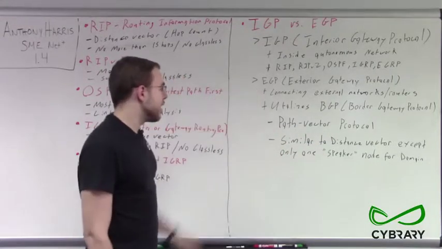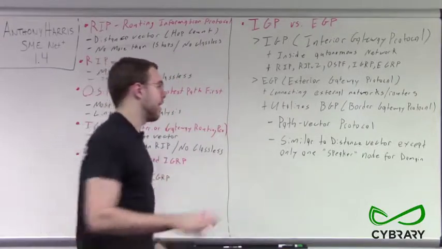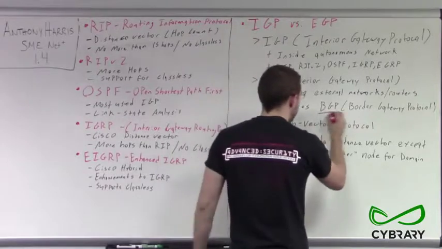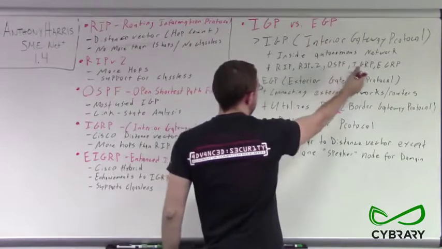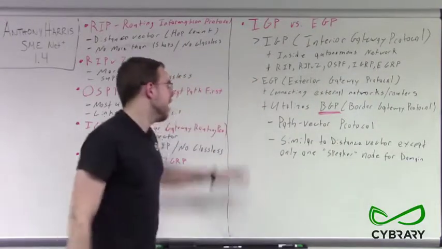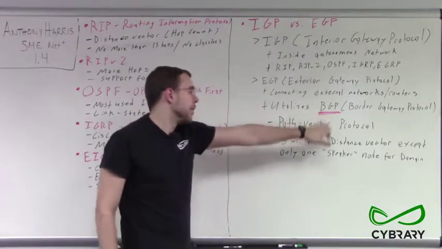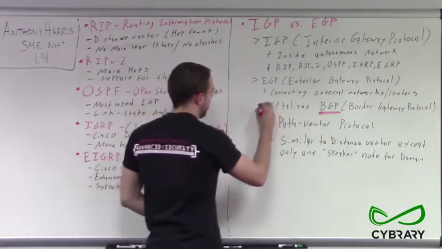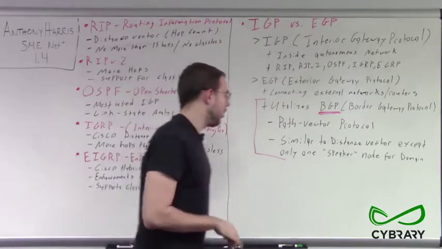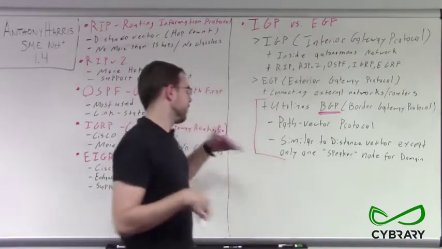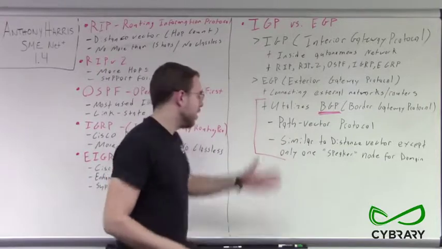And of our EGP protocols, our exterior gateway protocols, there's only one that we use, and this is Border Gateway Protocol, BGP. Whereas IGP uses RIP, RIP-v2, OSPF, IGRP, or EIGRP, Exterior Gateway Protocol only uses BGP, Border Gateway Protocol. So what is Border Gateway Protocol? Border Gateway Protocol is a path vector protocol, and path vector, you haven't heard of it yet in this video segment.